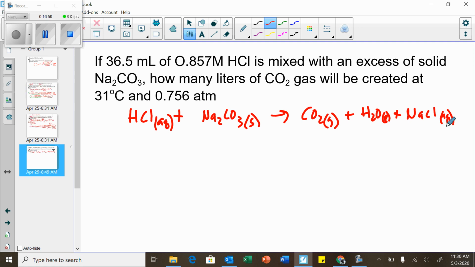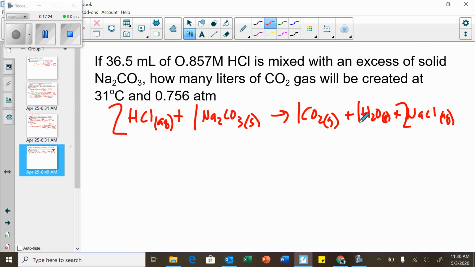All right, so let's see if we can get this thing balanced. I think I'm going to need 2 of those, and I think I'm going to need 2 of those. 2 chlorines, 2 chlorines, 2 hydrogens, 2 hydrogens, 2 sodiums, 2 sodiums, 1 carbon, 3 oxygens, 1, 2, 3. There it is. All right, so we got this guy balanced. Now, let's see if we can figure out what we got to do here.